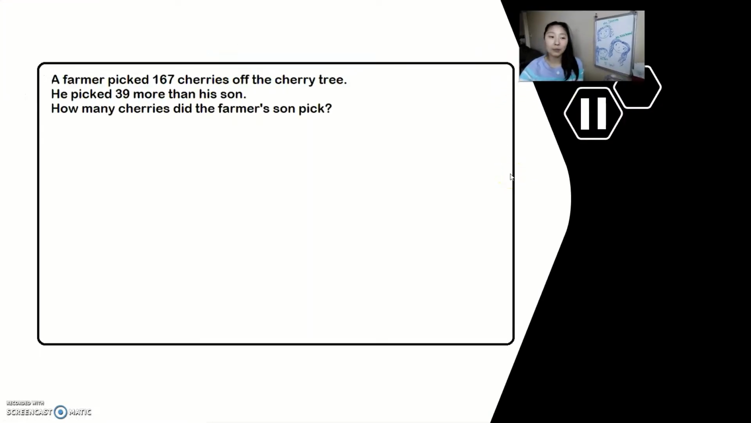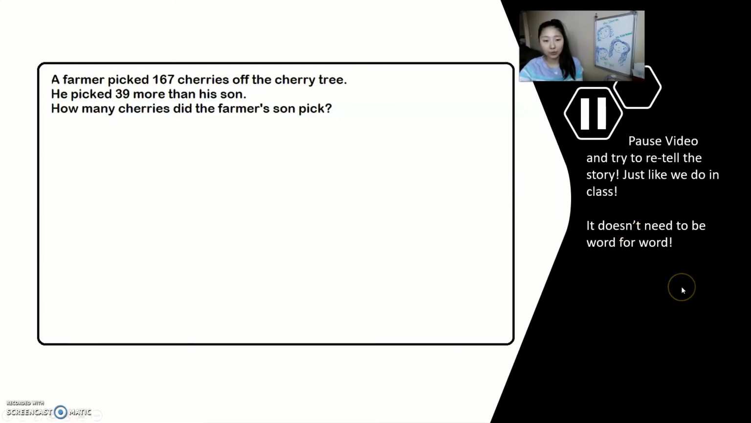Right now, if you need a couple minutes to look at the problem, this is the time to pause. If not, we're going to hop right into the actual retelling. Again, it does not need to be word for word. You're trying to retell it just like we do in the classroom. Nice firm voice, standing up if you can, if not sitting up straight at your seat. Like you're doing it to an audience, because you don't want to whisper it because people can't hear you. Alright, so we're going to cover the problem right now and you're going to retell. Whenever you're ready, pause the video.